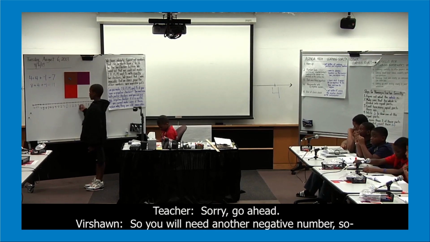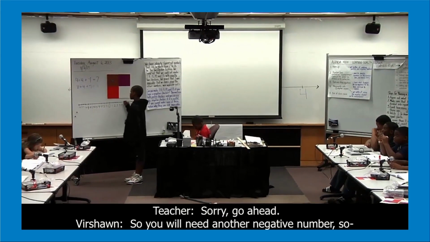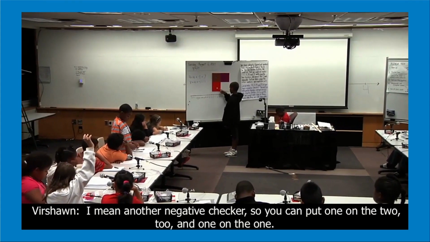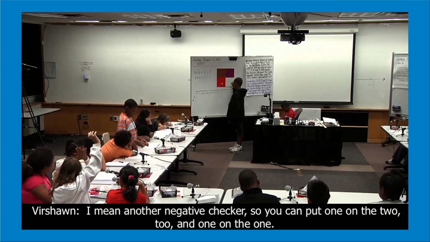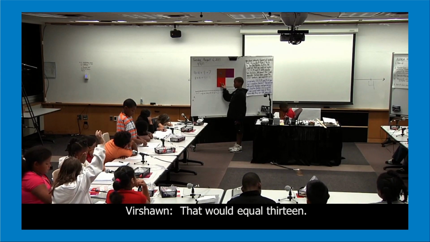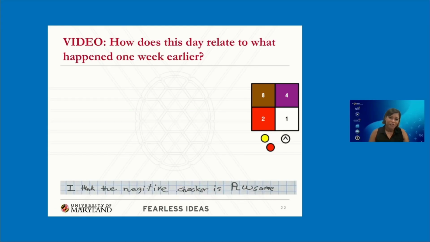So you will need another negative number. So another negative checker. So you can put 1 on the 2, and 1 on the 1. And what would that give you then? That would equal 13. So that afternoon, when Vershawn was writing in his notebook, he wrote, "I think the negative checker is awesome."